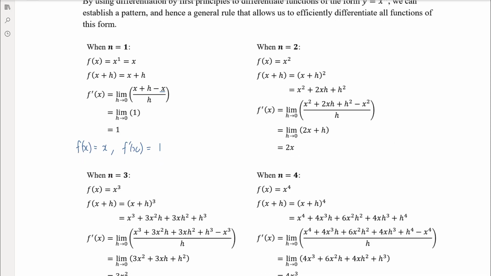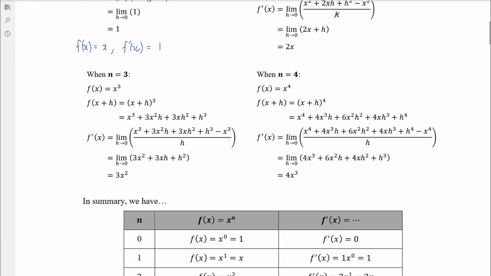The second one, when n equals 2, means f of x is x squared. f of x plus h will be x plus h all squared, which is x squared plus 2xh plus h squared. And then again, taking f of x plus h and subtracting f of x for our derivative by first principles, the x squared terms cancel out. We can divide by h and we get left with 2x plus h. Taking the limit of that as h approaches 0, h becomes 0, and therefore we're left with 2x. So again, f of x equals x squared, f dash x equals 2x.